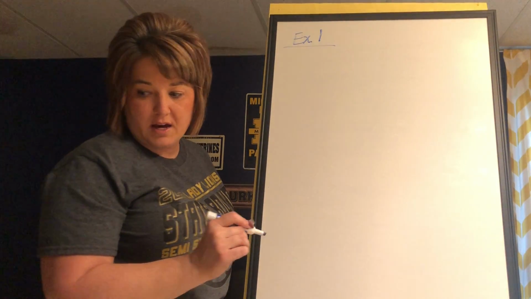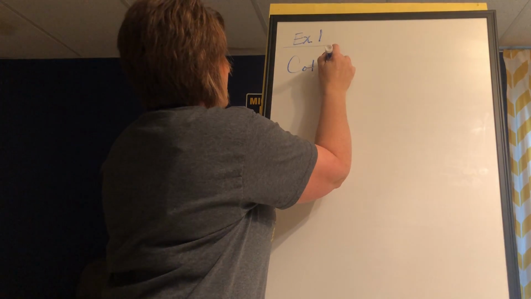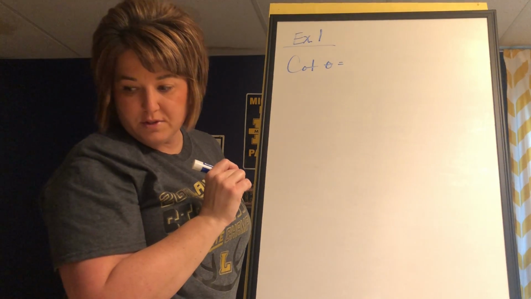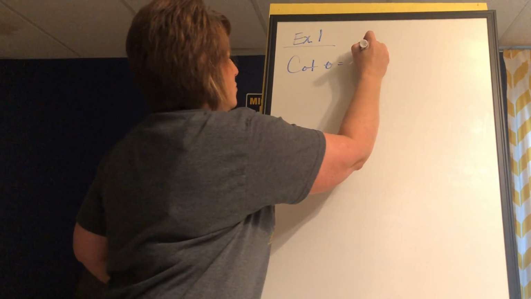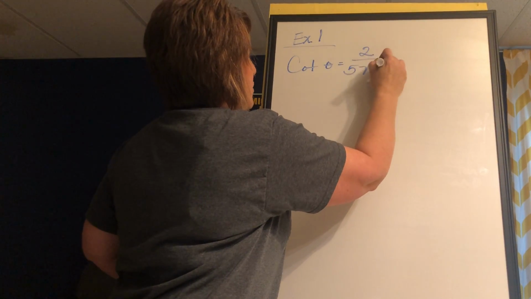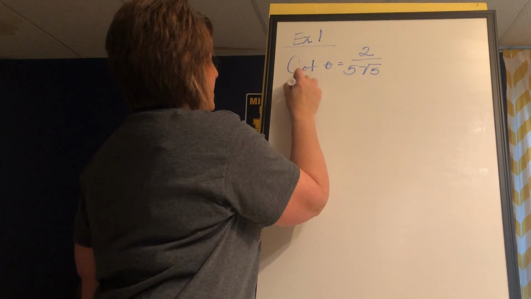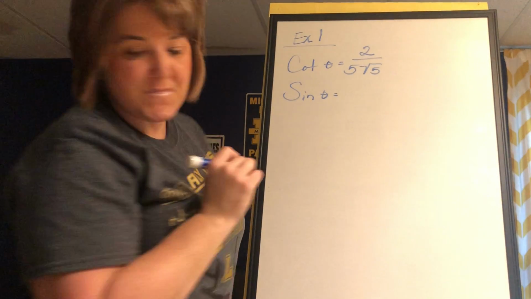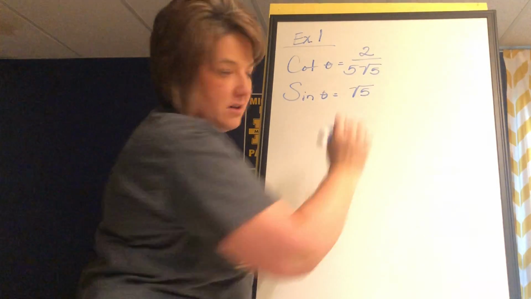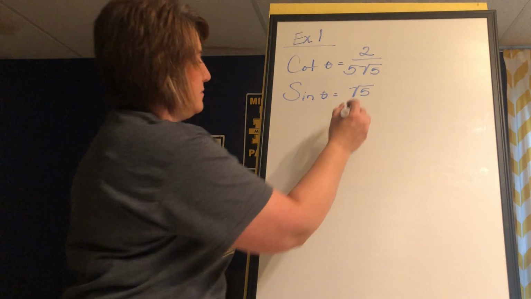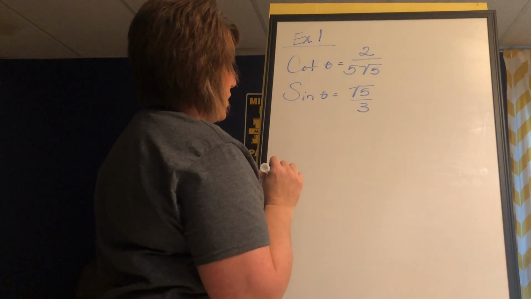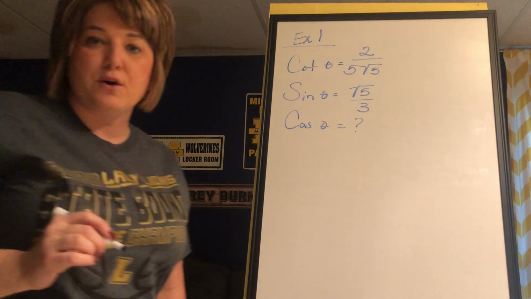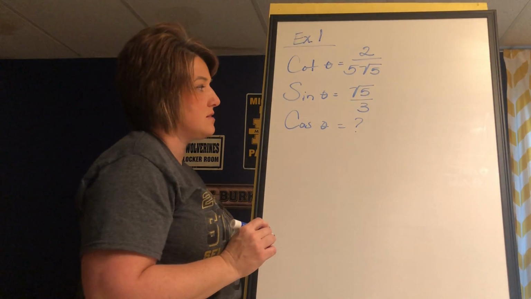Let's say we know that the cotangent of theta is equal to 2 over 5 square root of 5. And we're told that the sine of theta is equal to square root of 5 over 3. And we want to find the cosine of theta. We want to know what the cosine is without knowing what theta is.